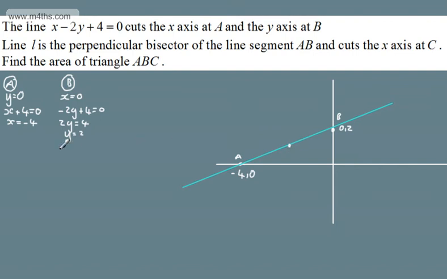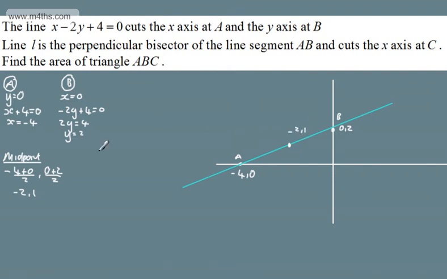All I'm going to do is add the x's together and divide by 2. So that'll be minus 4 plus 0 divided by 2. And we add the y's together, which will be 0 plus 2 divided by 2. So we end up with minus 2, 1. This is the midpoint just here, and that's going to be minus 2, 1.